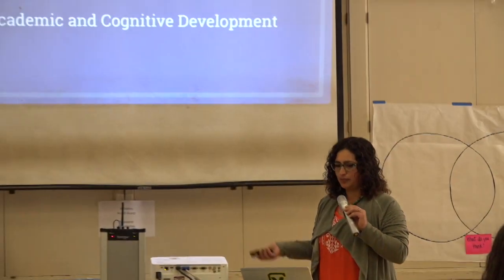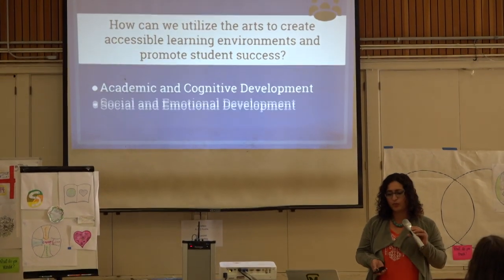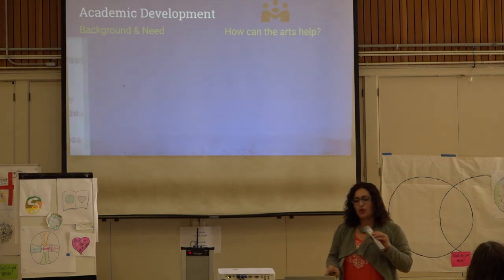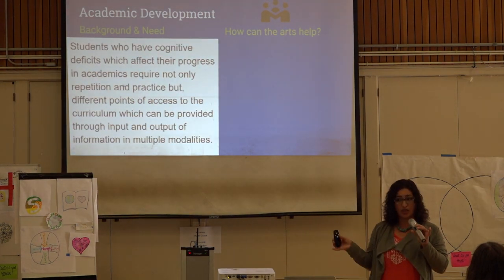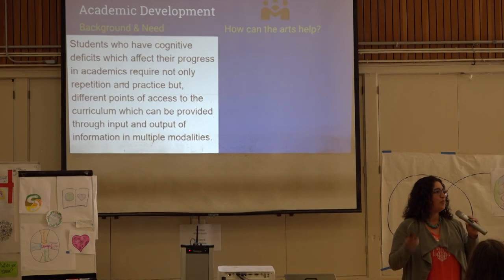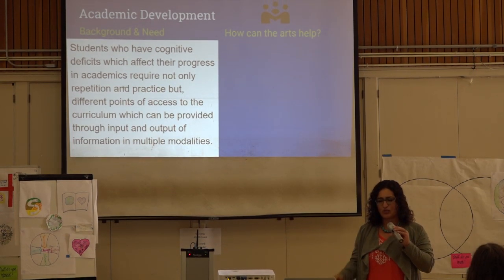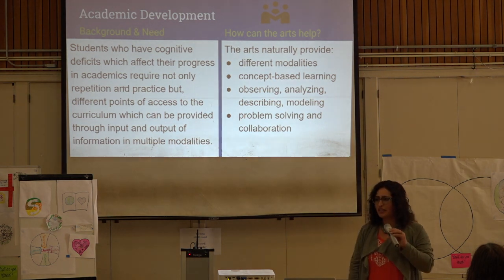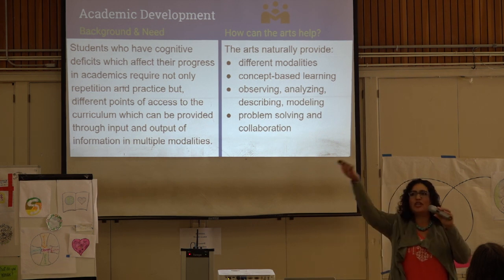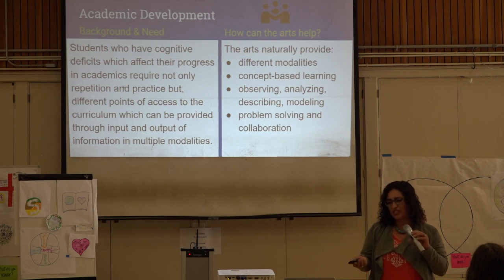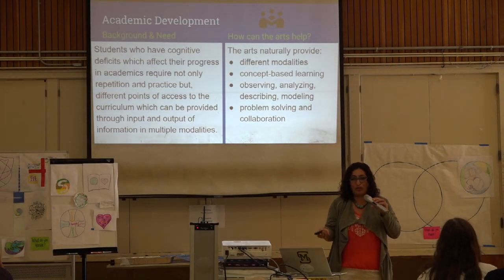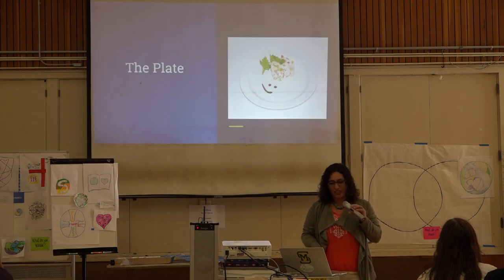We're going to look at three categories today: academic and cognitive development, social and emotional development, and then behavior and student engagement. In this research study that I'm specifically talking about, there've been lots of them, we're looking at students who have these deficits in academics. Repetition's great, practice is great, but we need multiple entry points for learning. We need to have different options for them. The arts provides different modalities, right? Everything you guys have been doing here, creating those visuals, creating the books, hands-on experiences, playing with an imaginary ball in the air, right? All of those things that we're doing: concept-based learning, observing, analyzing, describing, modeling, problem solving. We just did that with that silly activity we did, right? Somebody saw that the ball got dropped, they got up and got it. Very simple things.